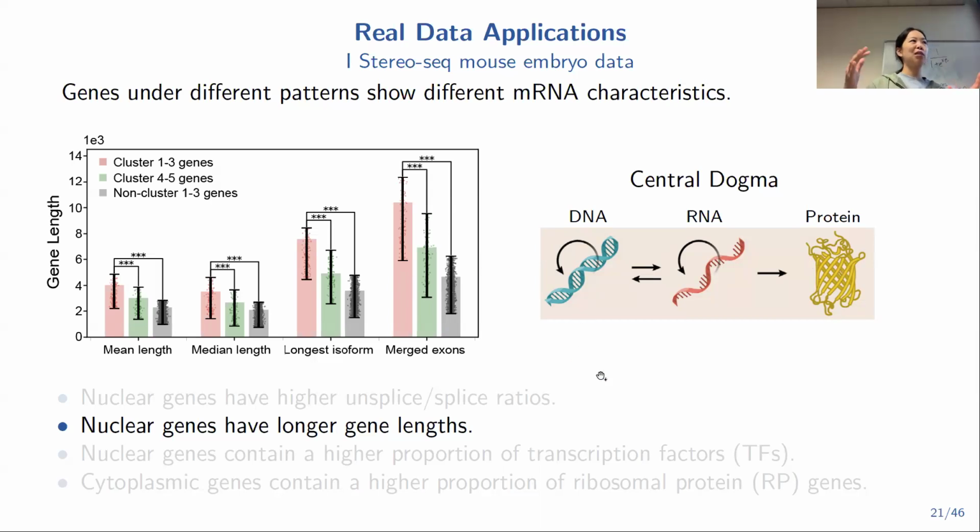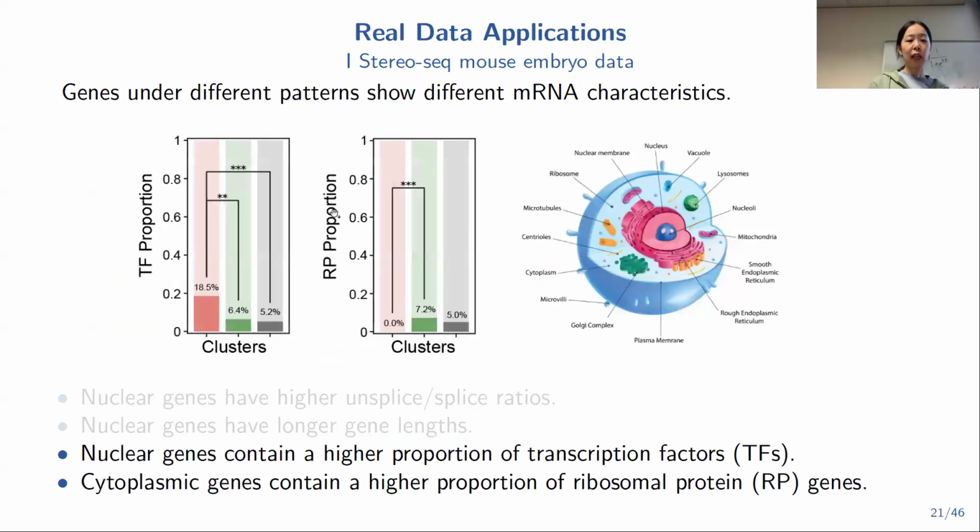So cells want to get them prepared and stock them in the nucleus, so that when I need them in the cytoplasm, I can just export them. I don't need to take time to transcribe them anymore. So that's the idea, and it makes sense. There are many long genes that have high expression in the nucleus.